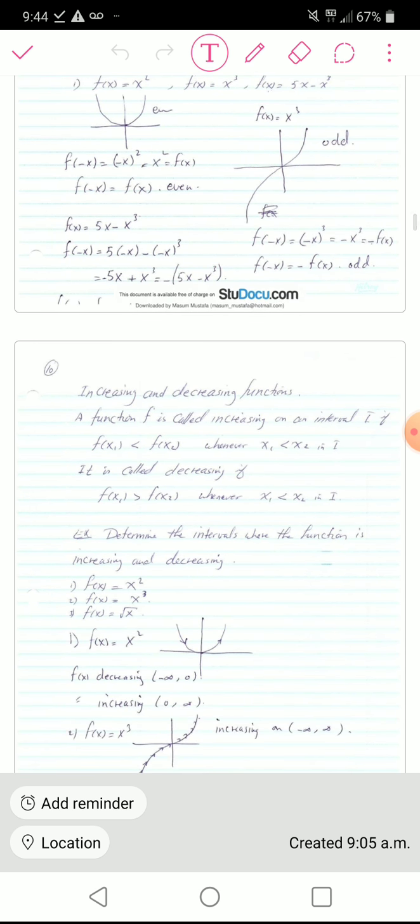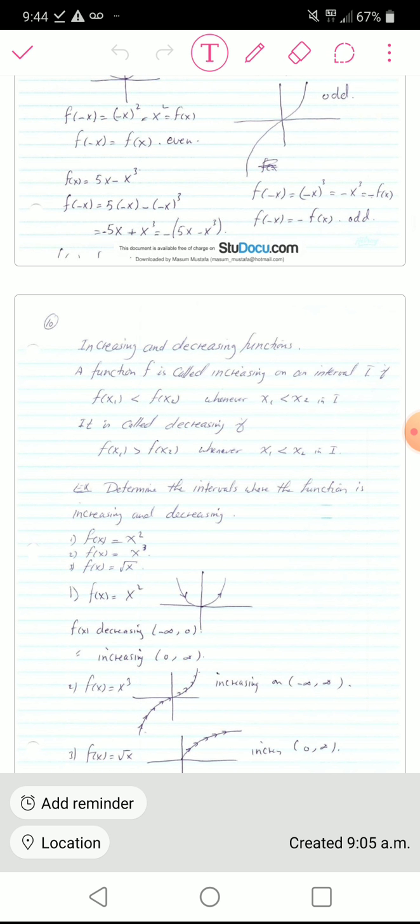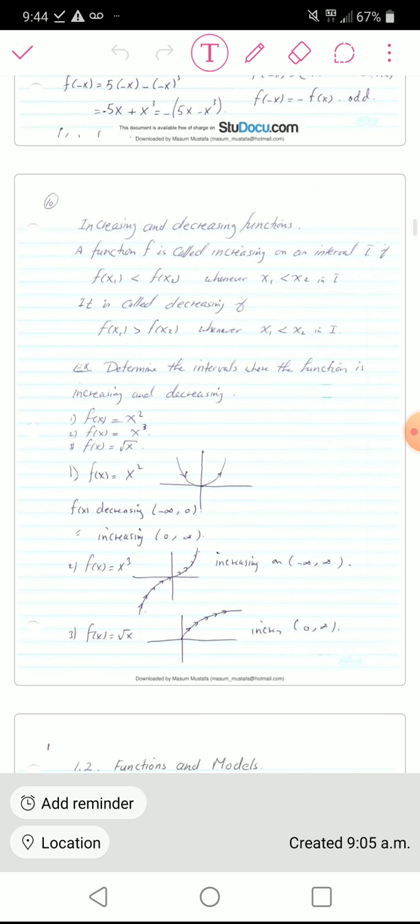Now we'll go into decreasing and increasing functions. A function is increasing if x1 is less than x2, and decreasing if x1 is greater than x2. So we'll look into a few examples here. The first example is a parabola. If we look from negative infinity to 0, it is decreasing because x1 is greater than x2. If we look at the increasing side of it, 0 to infinity, it is increasing because x1 is less than x2.